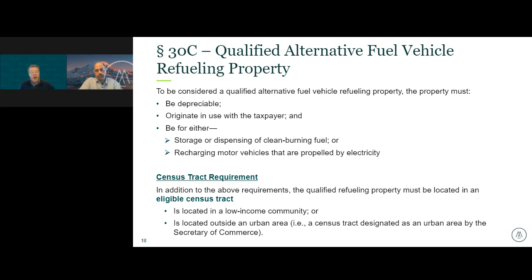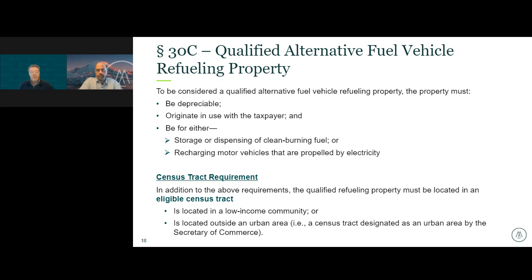And it will give you an opportunity to be strategic about where you want to place this property. Sort of as we have alluded to, for all of the investment tax credits, the property has to be depreciable. It has to originate with you as the taxpayer. And then the purpose of all of this is either that it's for the storage or dispensing of clean burning fuel, or it's recharging a motor vehicle that uses electricity for purposes of moving along.